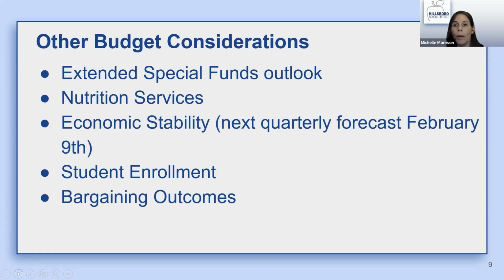We do have our bargaining outcomes to consider. Currently we have proposals out there that are sustainable for the 3-year period. But as the movement happens over time, that may impact our budget in a different way, where it's our goal to be sustainable.